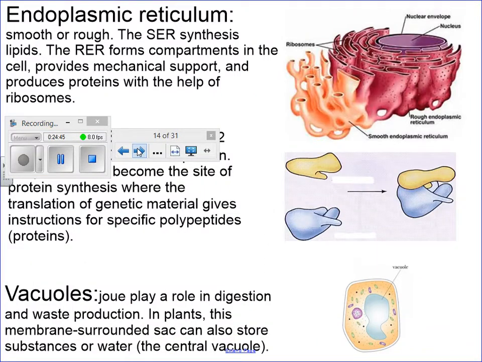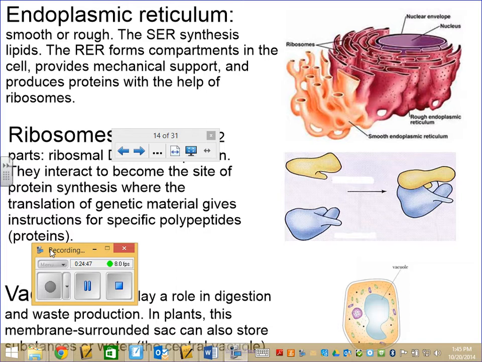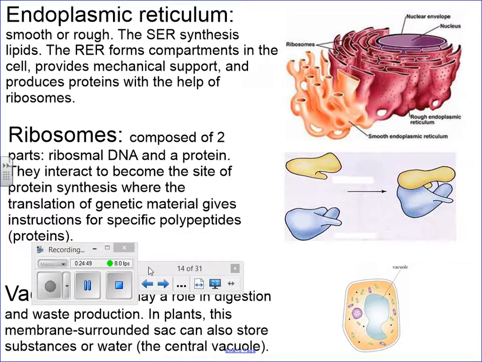So we'll talk about the endoplasmic reticulum. The endoplasmic reticulum can be smooth or rough. And I already showed you that the difference between smooth and rough is whether or not ribosomes are present. The smooth endoplasmic reticulum synthesizes lipids. Just so we're clear, a lipid is a fat. It's what type of molecule it is.